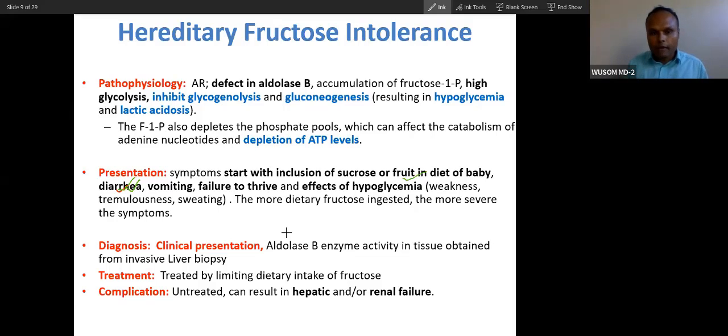So you must have understood the problem. Weakness, hypoglycemic weakness, trembling, sweating. You can see every problem is related to this accumulation of fructose 1-phosphate. Now, did you understand what I said? Pathogenesis.